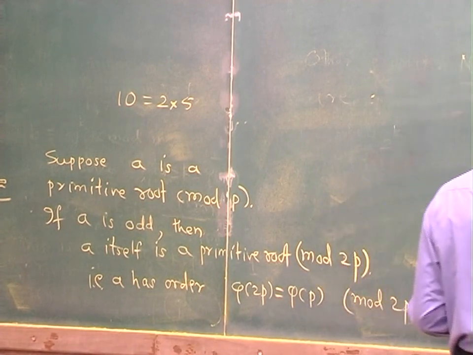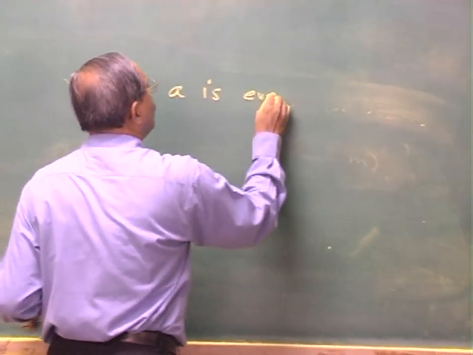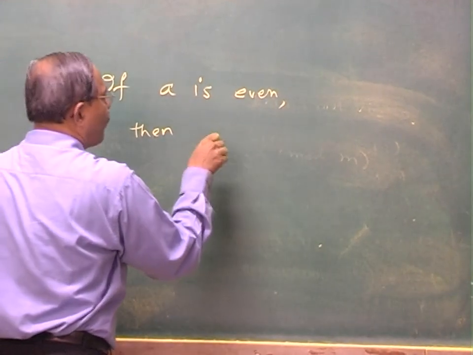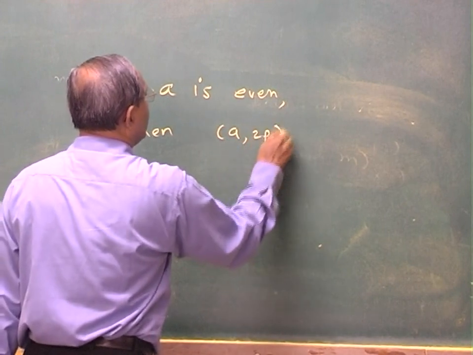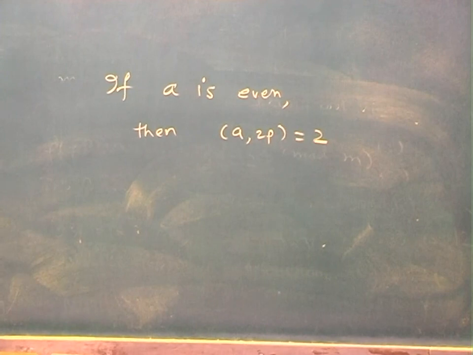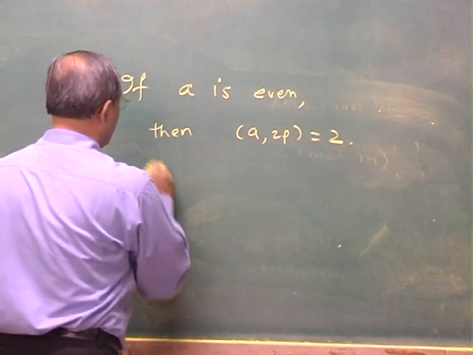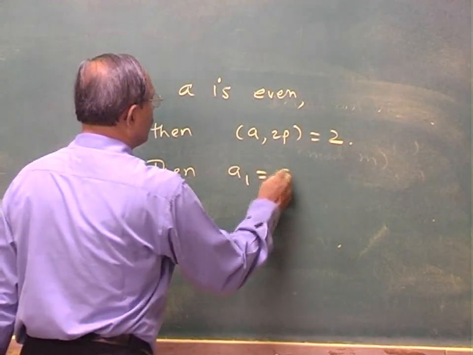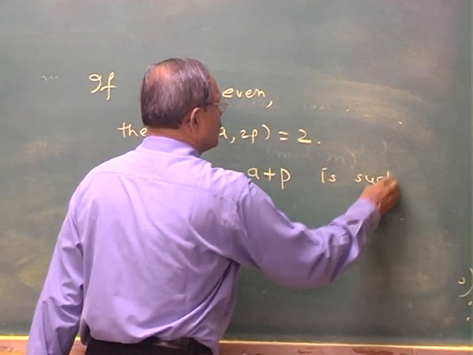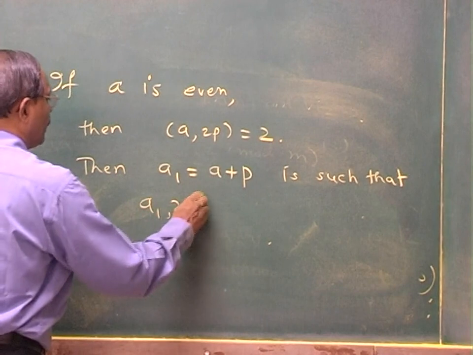If A is even, then A mod 2p is 2, it's not 1. A is not coprime to 2p. In this case we modify A. Then A1 equal to A plus p is such that A1 mod 2p is coprime, equal to 1.